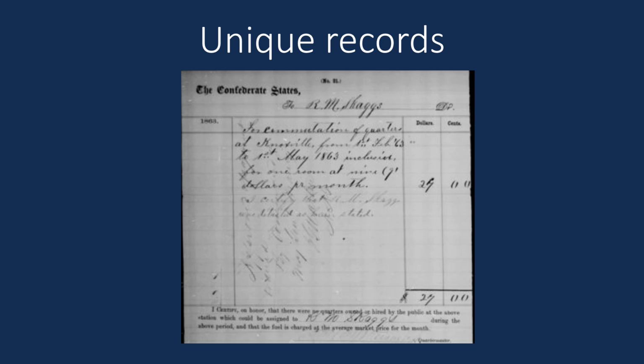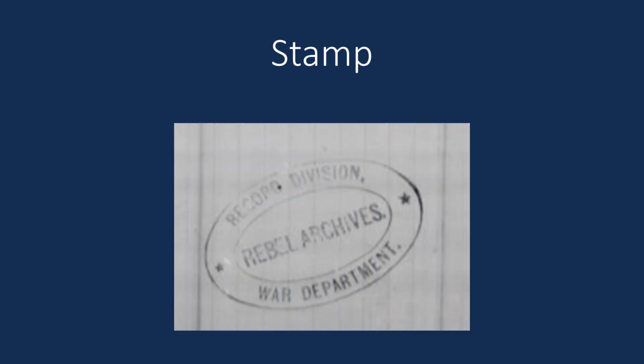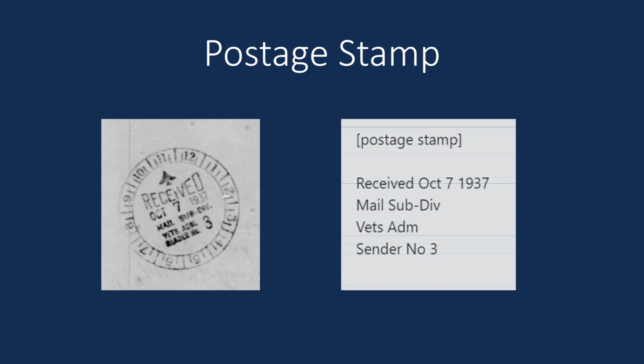All documents are unique and may contain various aspects such as stamps, tables, or charts. The following are a few examples. This is a stamp showing which government department had this record. This is a postage stamp. Often letters from people requesting information about a relative are found in the records, and it is common to see a postage stamp. Postage stamps are valuable in giving us a date of when this person was requesting the information.